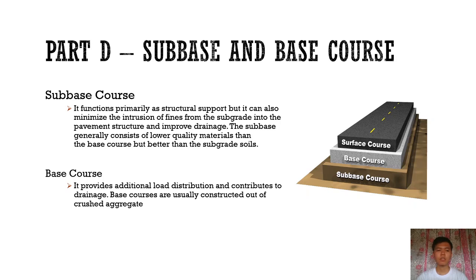Next is base course. It provides additional load distribution and contributes to drainage. Base courses are usually constructed out of crushed aggregates. So the difference between them is that sub-base generally consists of lower quality materials than the base course, but better than the subgrade soils. Sub-base courses are generally constructed out of crushed aggregate or engineered fill.